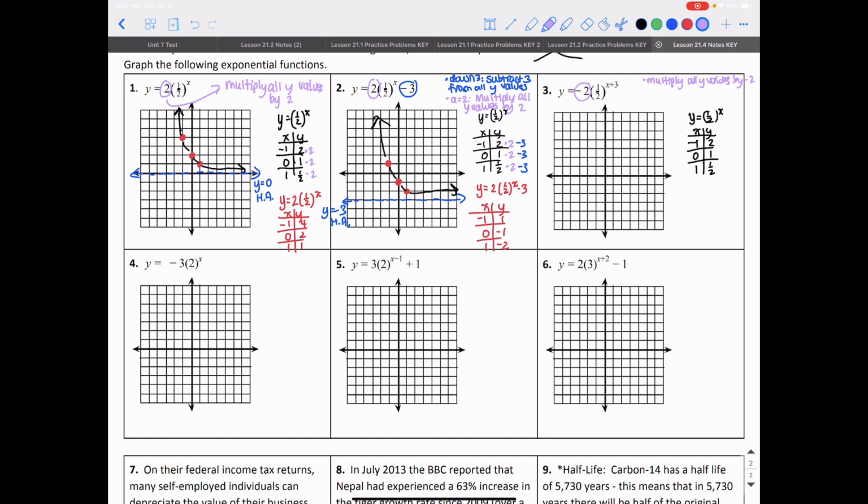I have a +3. Oh, I only have 2 transformations. I have a +3 in the exponent, which means I'm moving left 3. So that means that I'm subtracting 3 from all x values. Because when I'm talking about left and right, I'm talking about my x values. When I'm talking about up and down, I'm talking about my y values. So I'm going to subtract 3 from all of my x values.